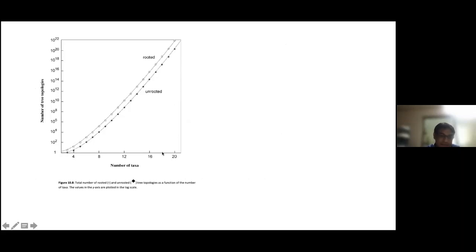As the number of taxa increases, the number of tree topologies also increases. If you have around 20 taxa or 20 sequences, it creates around 10 to the power 18 unrooted trees and 10 to the power 20 rooted trees. So this is the number of trees it creates, and then it gives us the best consensus tree out of this number.